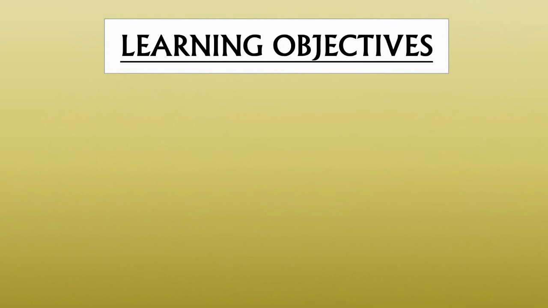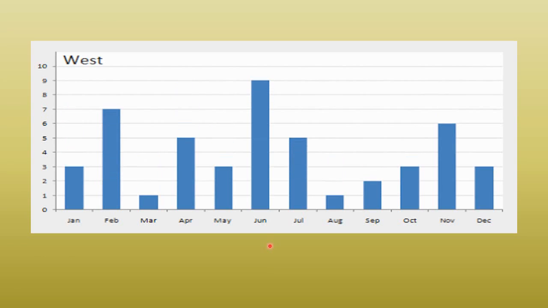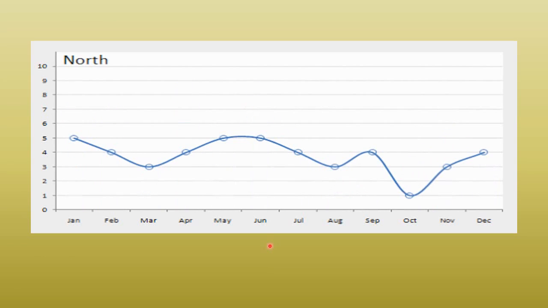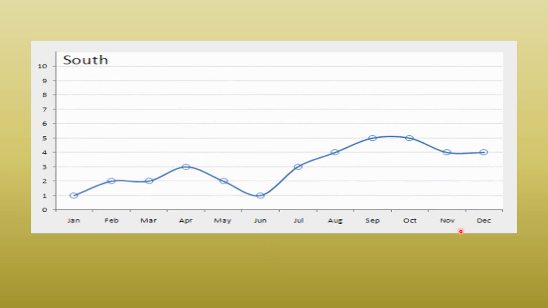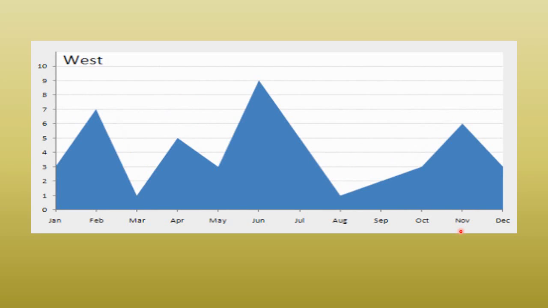Let's see the learning objective of this module. In this module, you will be learning about bar graph, data, joint bar graph, and questions related to it. So let's get started. Students, let's have a look at this picture. In this picture, you can see different types of graphs.